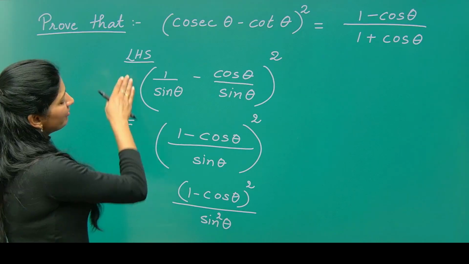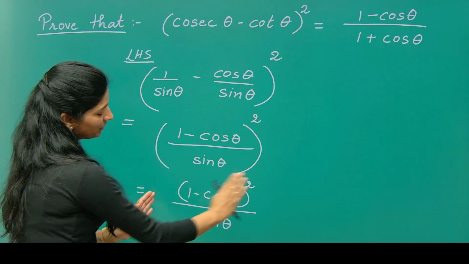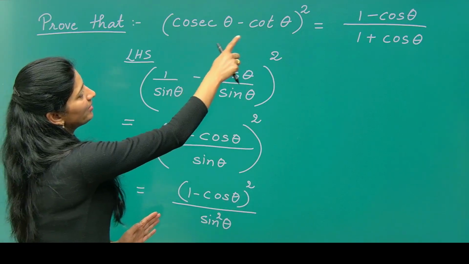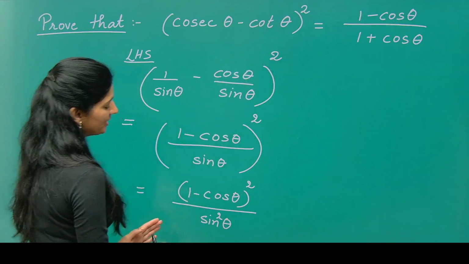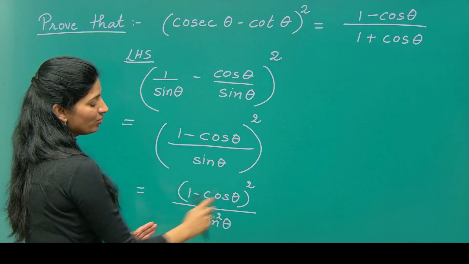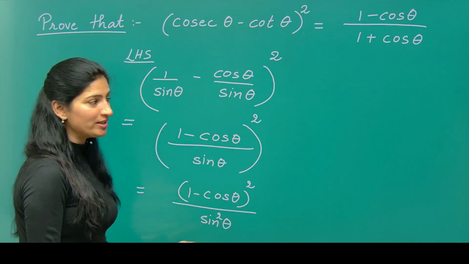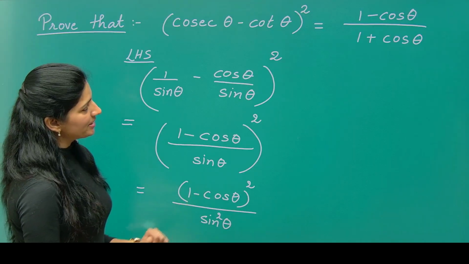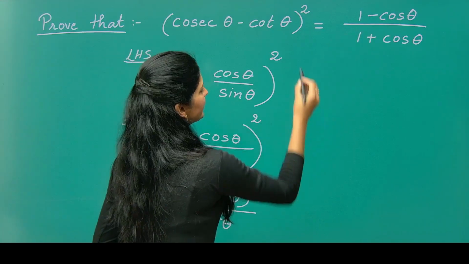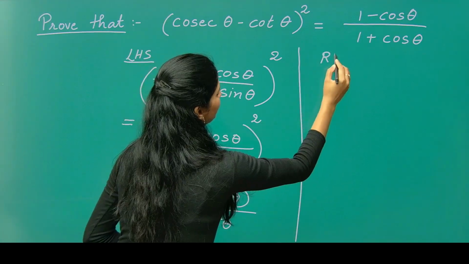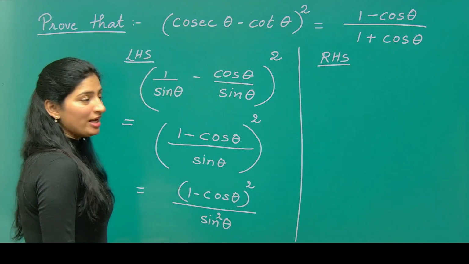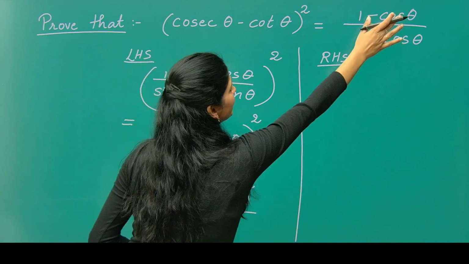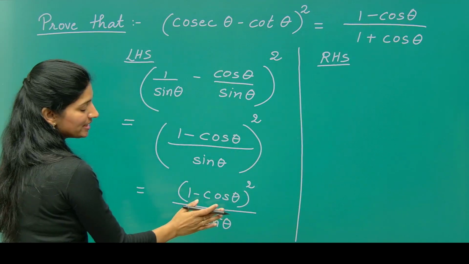So I have solved the left hand side and I have finally come to this part where my (cosec theta minus cot theta) whole square is in the form of (1 minus cos theta) whole square divided by sine square theta. Now I'll stop here itself. I'll start with the right hand side. Now my main aim should be to bring the right hand side portion equal to this state.